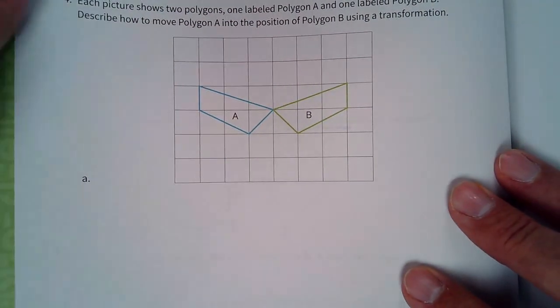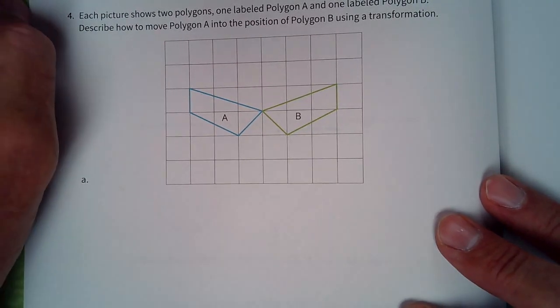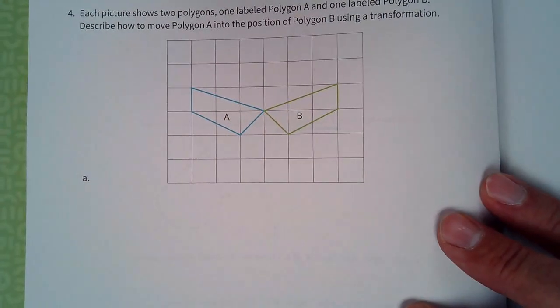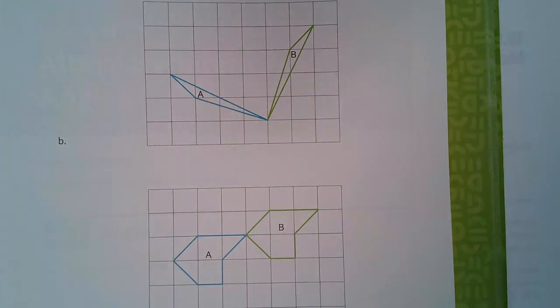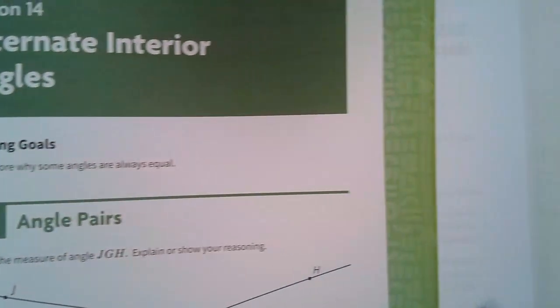All right. Each picture shows two polygons, one labeled A, one labeled B. Describe how to move polygon A into the position of polygon B using a transformation. You should be able to do that. If you need tracing paper, you could use that to help you with your description. And then on page 119, same thing. A little blurry there. Let's fix that. Again, you're going to use a description to transform A to B. And that's it.